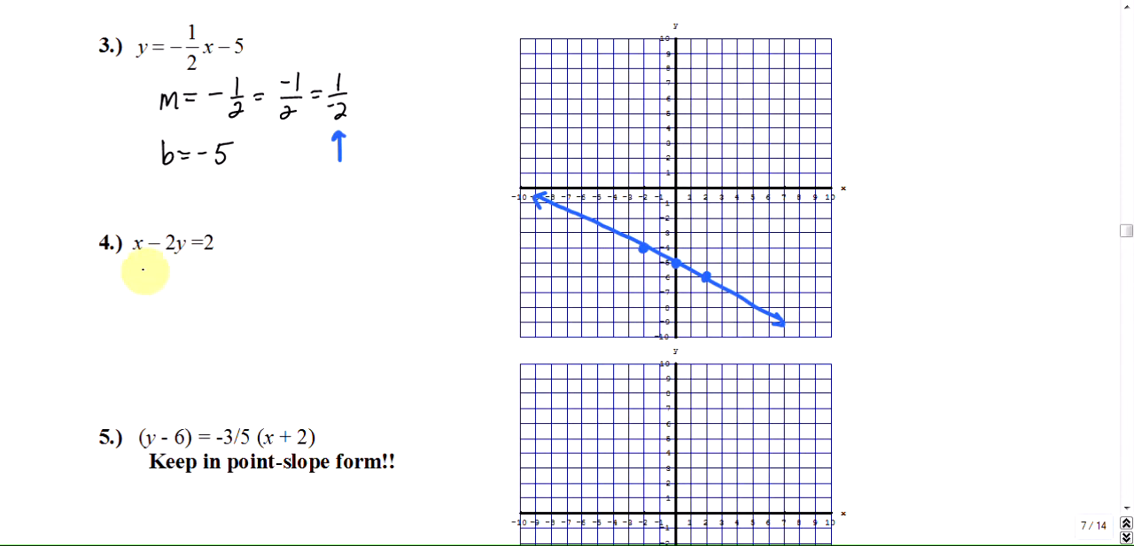Here's another line. In this case, it's not in y = mx + b, so we'll get it in y = mx + b. You really want to be careful with this basic algebra, because if we do this wrong, then there's no way that our graph's going to be correct.